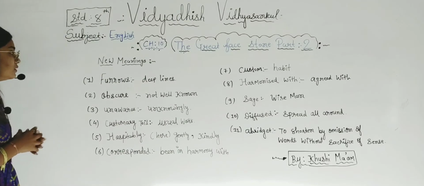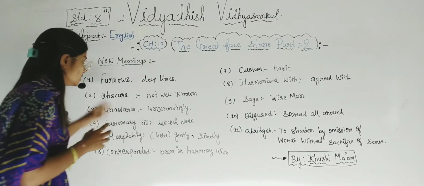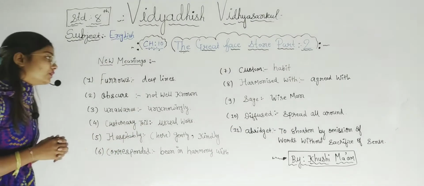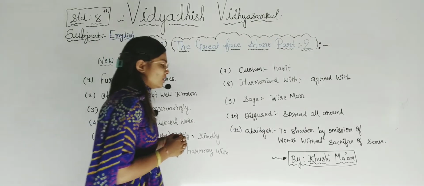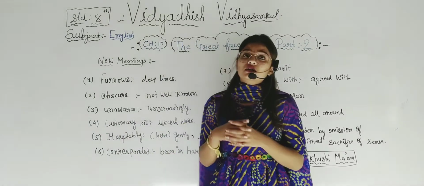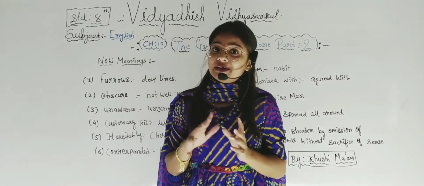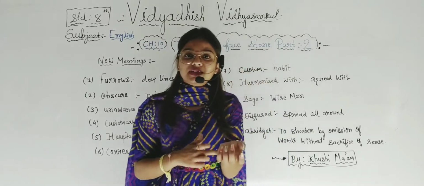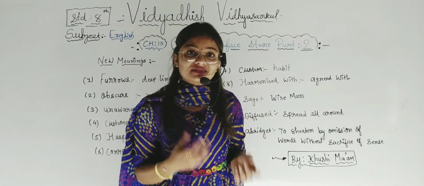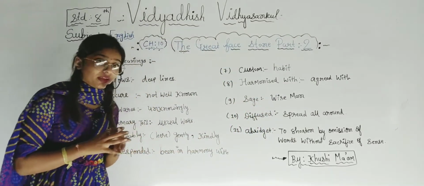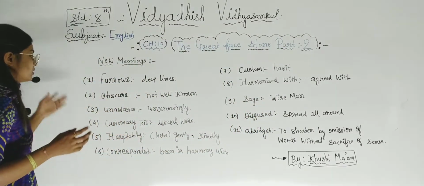First, the new word is furrows. Students, what is the meaning of furrows? Furrows means deep lines. Now what are deep lines, students? After some ages we become older, right? So when we become older, our skin becomes lazy. At that time deep lines form in our skin layer.